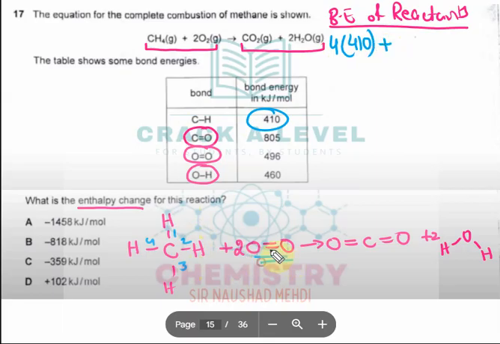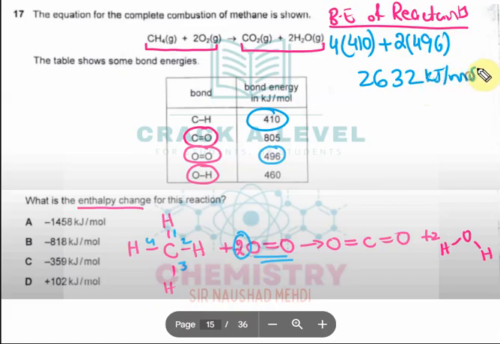Then we have O2, O double bond O. Its bond energy is 496, but it's 2 times in the equation. So 2 multiplied by 496, 2632 kilojoules per mole. So this is the bond energy for the reactants. And since we all know that on the reactant side the bond breaking takes place, and bond breaking is endothermic, it would be positive sign.